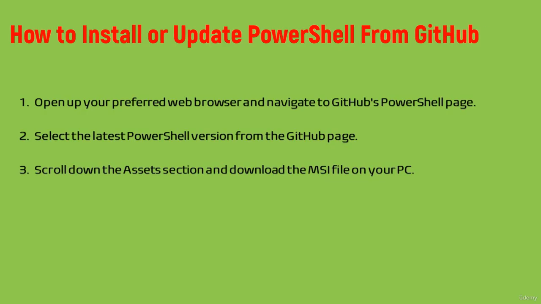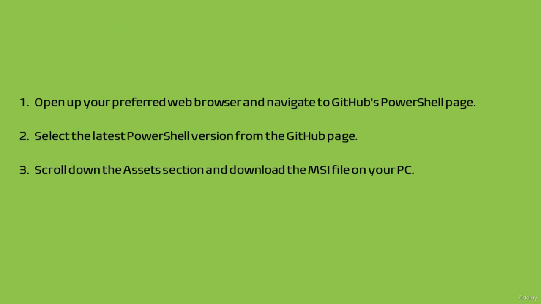All right, so another way to install or update PowerShell on Windows is to download its installer package from the GitHub website. And here's how you can do all that. Open up your preferred web browser, navigate to GitHub's PowerShell page. Select the latest PowerShell version from the GitHub page. Scroll down to the Assets section, download the MSI file onto your PC.